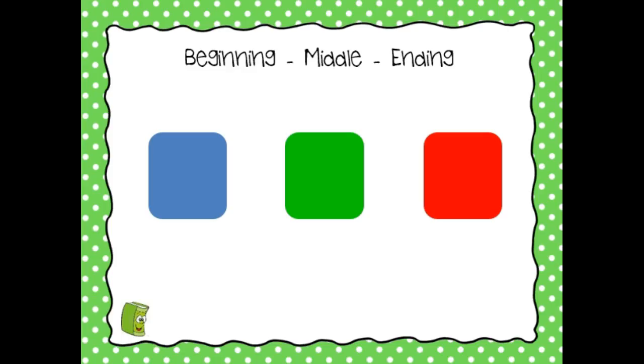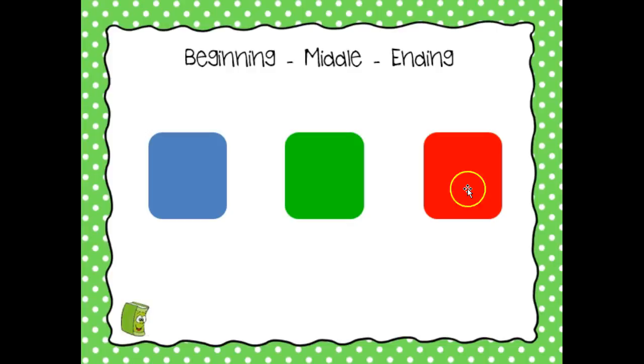All right, boys and girls and learning coaches, this next activity is to reinforce the concepts of beginning, middle, and ending. When we read, we always start here at the beginning, and we stop here at the ending. The first color tile is the beginning. This is blue. The red color tile here is at the end.